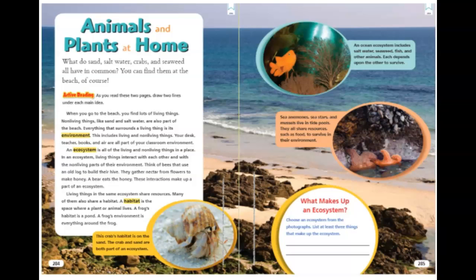An ocean ecosystem includes saltwater, seawater, fish, and other animals. Each depends upon the other to survive. Sea anemones, sea stars, and mussels live in tide pools. They all share resources, such as food, to survive in their environment.